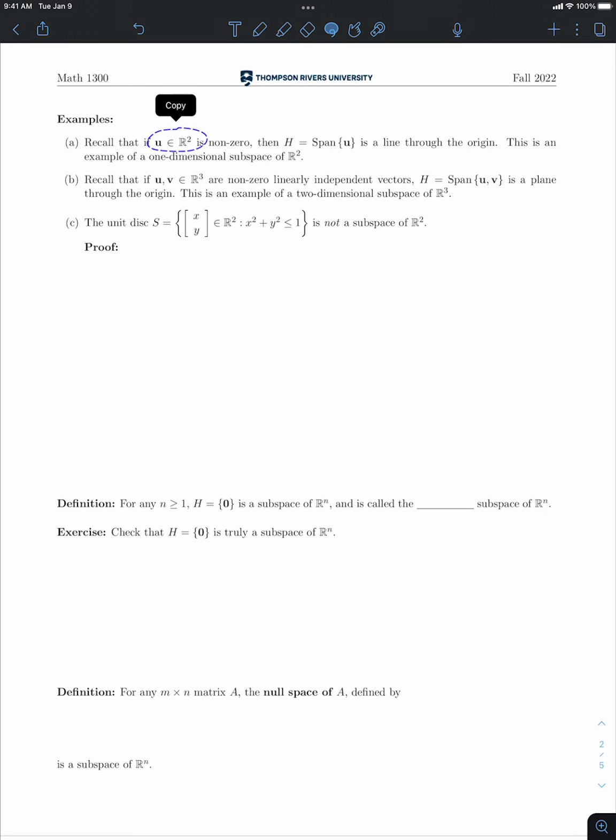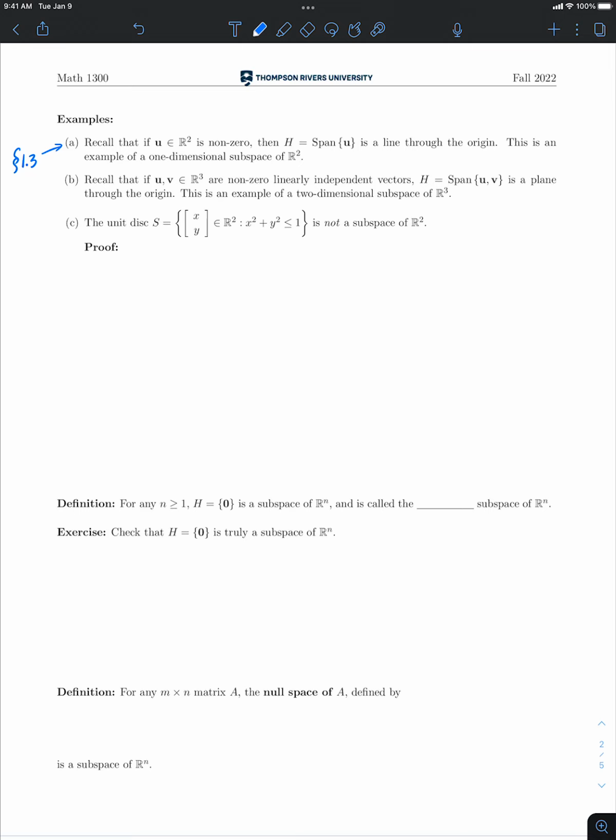But there's nothing stopping you from doing the same thing. Just take a non-zero vector in R3 and then take the span of that single vector. And what you'd get is you'd still get a line through the origin. It would just be a line through the origin in three-dimensional space rather than two-dimensional space. But in either case, the line itself is actually a one-dimensional subspace, either of R2 or R3, depending on which case you're dealing with.